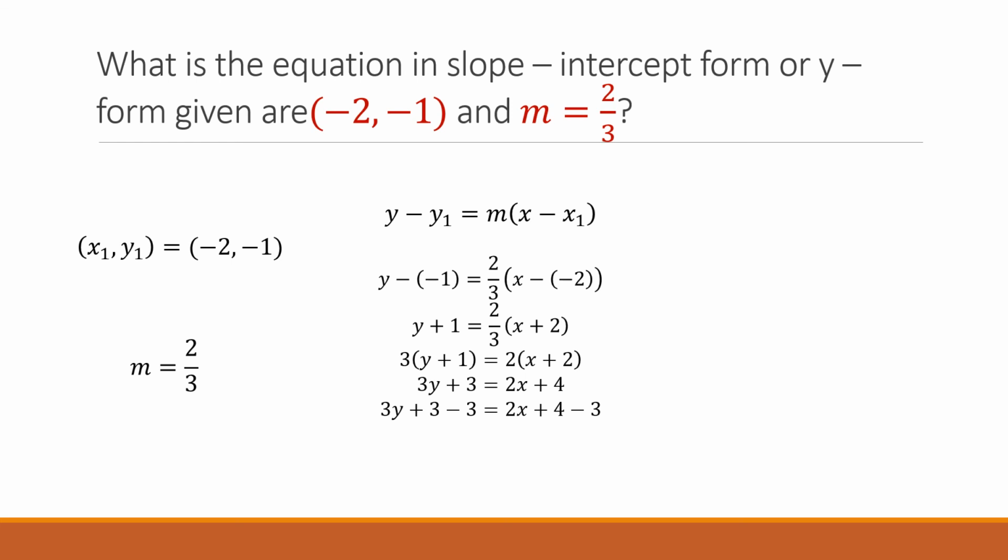Deducting 3 from both sides, you have 3y plus 3 minus 3 is equal to 2x plus 4 minus 3. So you get a difference of 3y is equal to 2x plus 1. Dividing both sides by 3, you have 3y divided by 3 is equal to 2x plus 1 all over 3. So you have y is equal to 2x over 3 plus 1/3, where the slope is 2/3 and the y-intercept is 1/3.